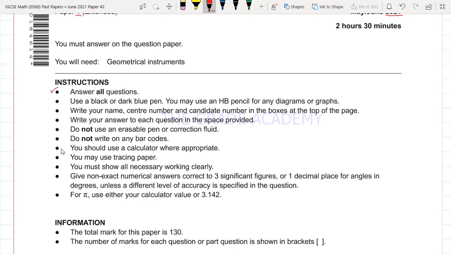The use of calculator is allowed where necessary. We can also use tracing paper. We have to express the answers correct to three significant figures. In case of angles, we have to express them correct to one decimal place. And for pi, we will either use our calculator or we can use the value 3.142. The total mark for this paper is 130. Now, let's begin with the solution and you can follow along to practice.